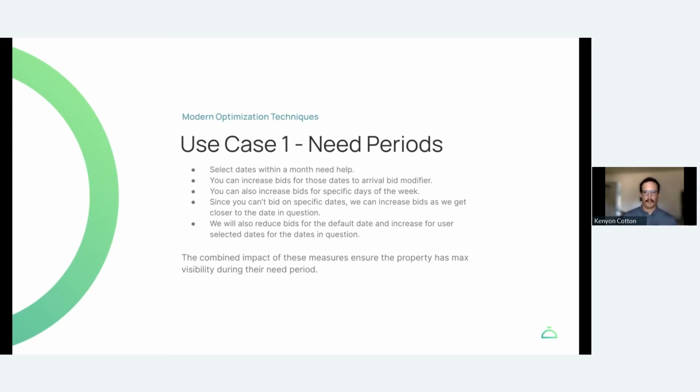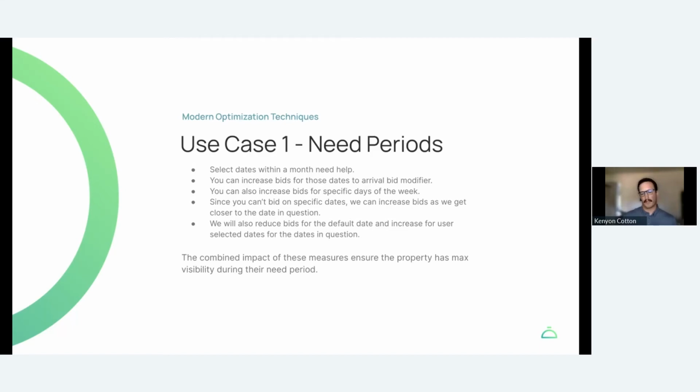You can also bid on specific days of the week. Let's say your need periods happen to be like on a Monday and a Tuesday. You can increase bids for searches for those days of the week as an arrival. And since you can't bid on specific dates, what we do here at Metadesk is we continually increase our bids to a shorter booking window time frame.